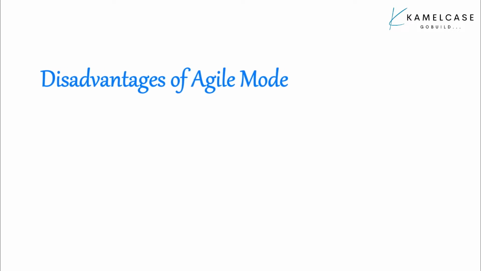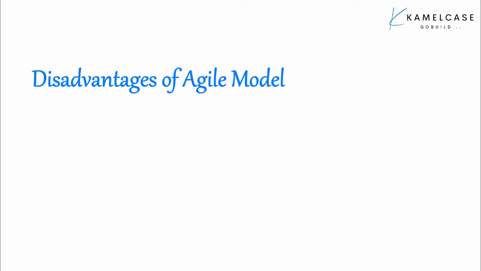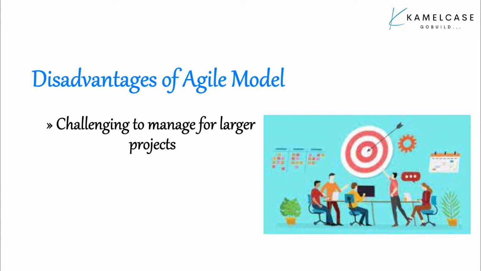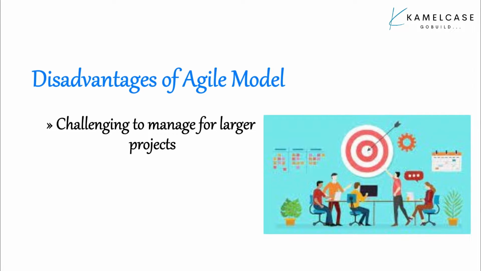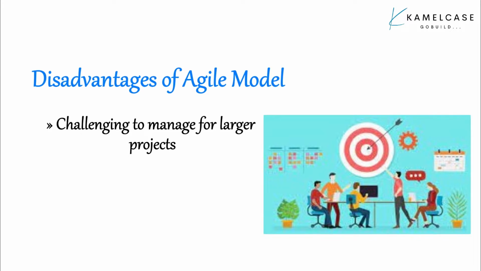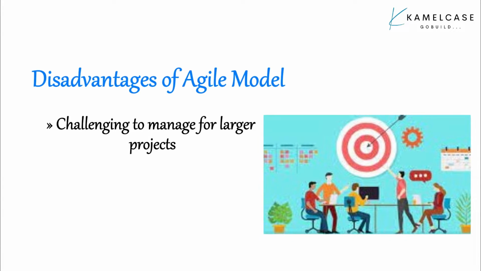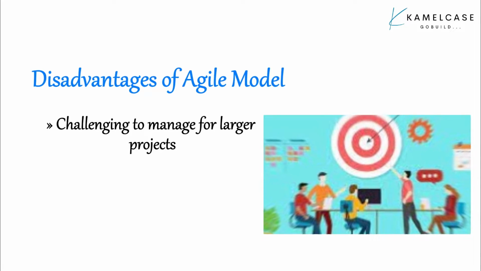So, we also have disadvantages of Agile model. Here is the first point: challenging to manage for larger projects. The iterative nature of Agile may require more intricate coordination and communication, making it complex to scale up effectively for larger teams and projects, potentially leading to coordination difficulties and slower progress.